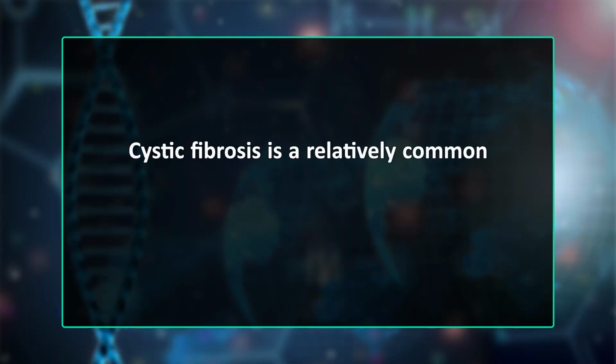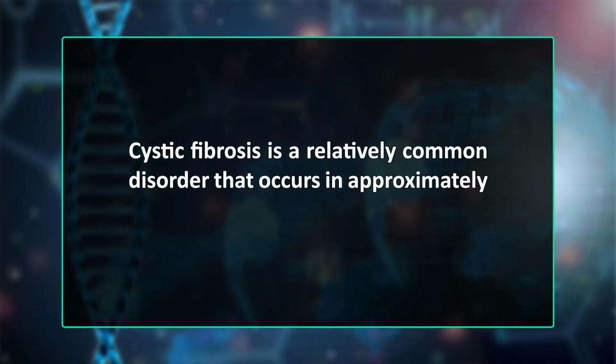Cystic fibrosis is a relatively common disorder that occurs in approximately 1 in 2,000 Caucasians. A child born to 2 cystic fibrosis carriers would have a 25% chance of inheriting the disease. This is the same ratio of dominant versus recessive, that is 3:1, that Mendel would have observed in his pea plants.